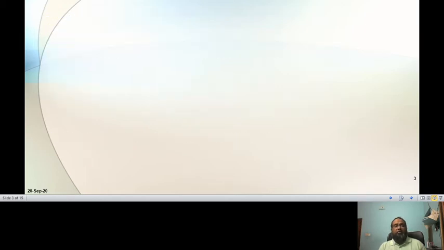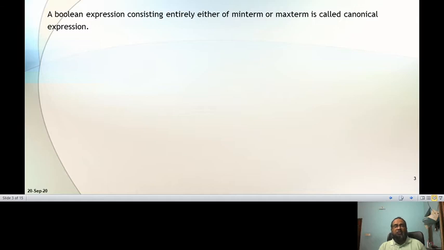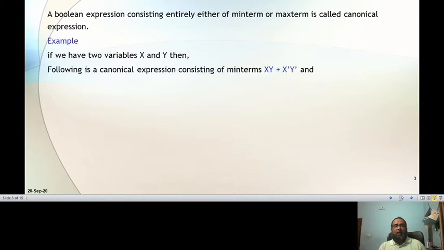Then what is meant by a canonical expression? An expression which consists of all the variables of a Boolean function. Suppose we have three variables a, b and c, then any term, either minterm or maxterm, that consists of all the variables a, b and c is called a canonical expression. For example, if we have two variables x and y, then xy plus x bar y bar is a canonical expression because both terms have both variables.